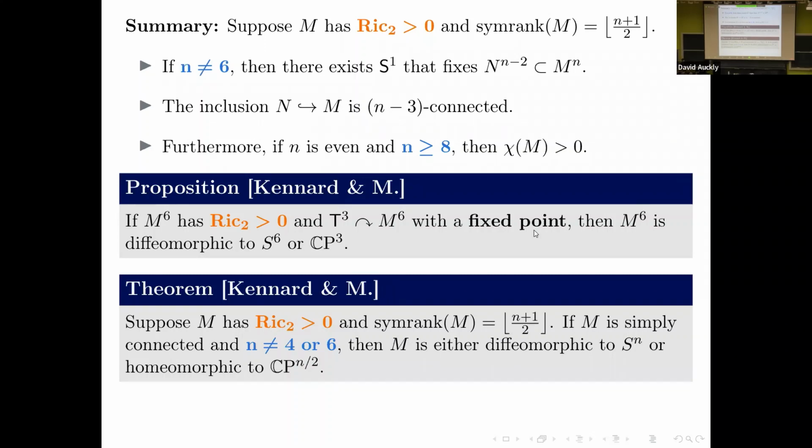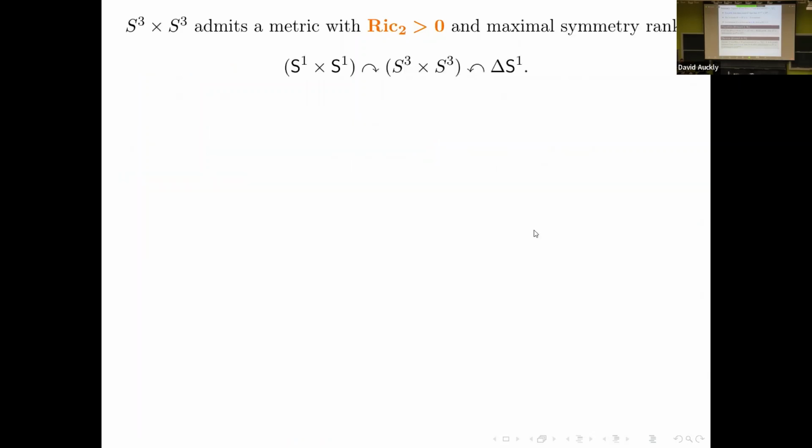Okay, so this is a straight up generalization of the maximal symmetry rank theorem. But the interesting cases are the cases that are left over, in my opinion. So dimension 6, what do we have? In dimension 6, S3 cross S3, the product of two 3-spheres, actually admits Ricci 2 positive. And we have T3 symmetry. So I have 2 Hopf actions on the left-hand side, component-wise, and I have a diagonal Hopf action on the right-hand side. So I'm thinking of each of those S3 factors as being unit quaternions. And the circles are just complex circles.